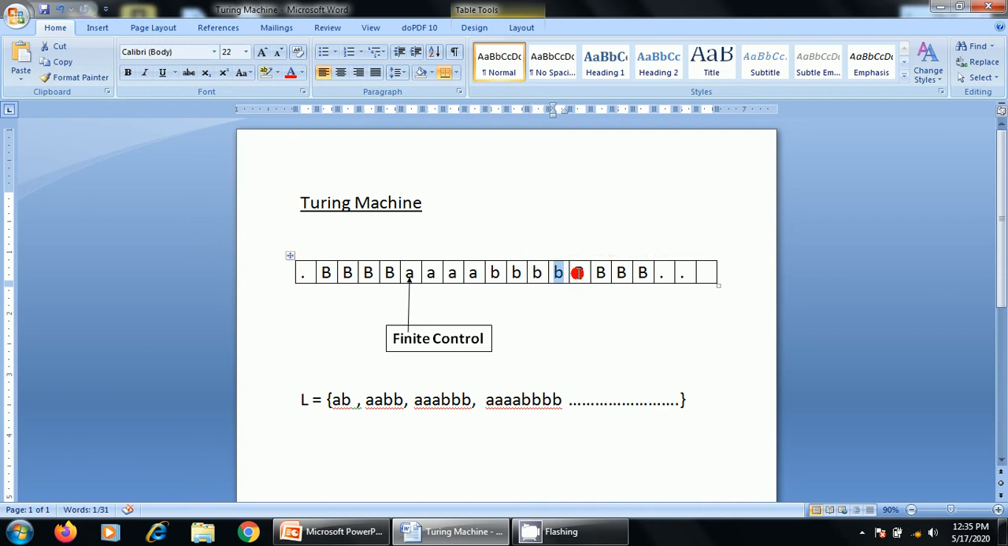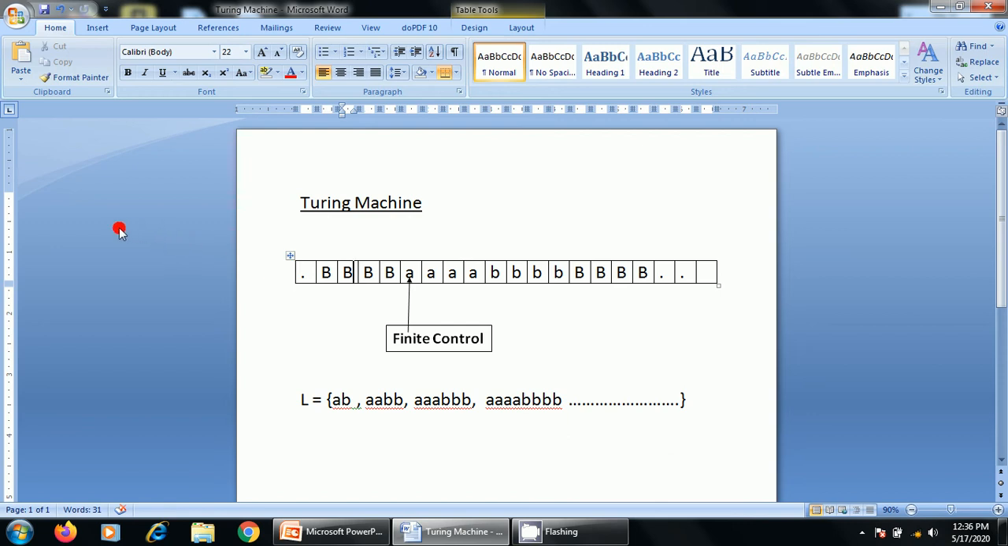And after that, the tape is blank. There is nothing on the tape, so write B. B means blank. Write B, and so on, in the right hand side of the string also. In the left hand side, before a, there is nothing on the tape, so write B, blank, in the left hand side also. There are infinite blanks in the right hand side, and infinite blanks on the left hand side of the tape.